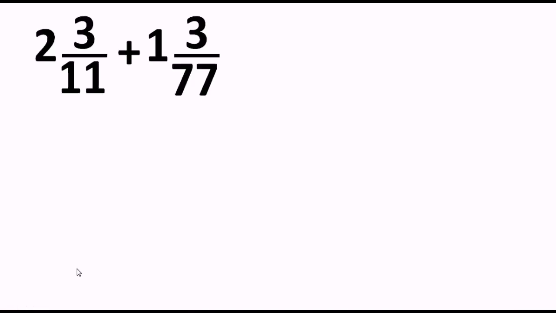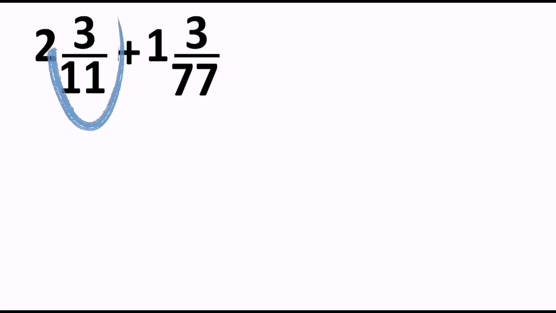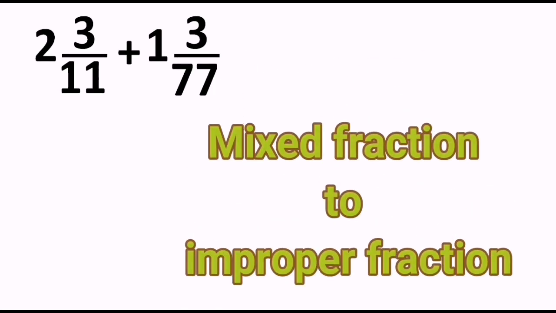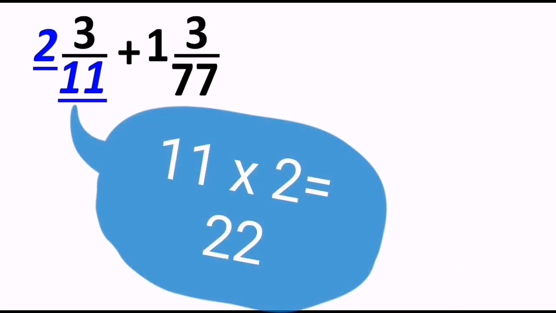So boys and girls, here is the next question on your screen. The question of course consists of two mixed fractions, which consist of a complete number and another part as a fraction. The first one is 2 3 upon 11 and the second fraction is 1 3 upon 77. So my first target is to convert these mixed fractions into improper fractions. So for that I will multiply this 11 into 2, that is the denominator and the complete number, and whatever answer we get, we will add 3 to it, right?